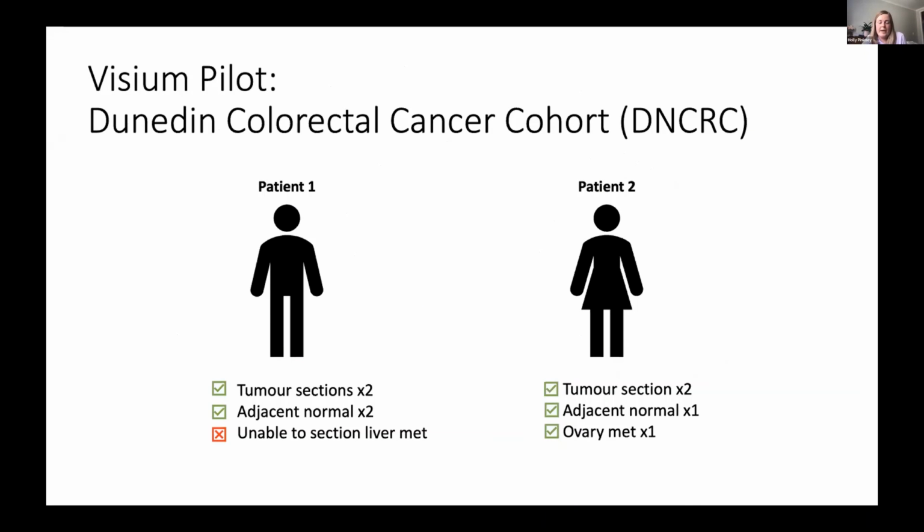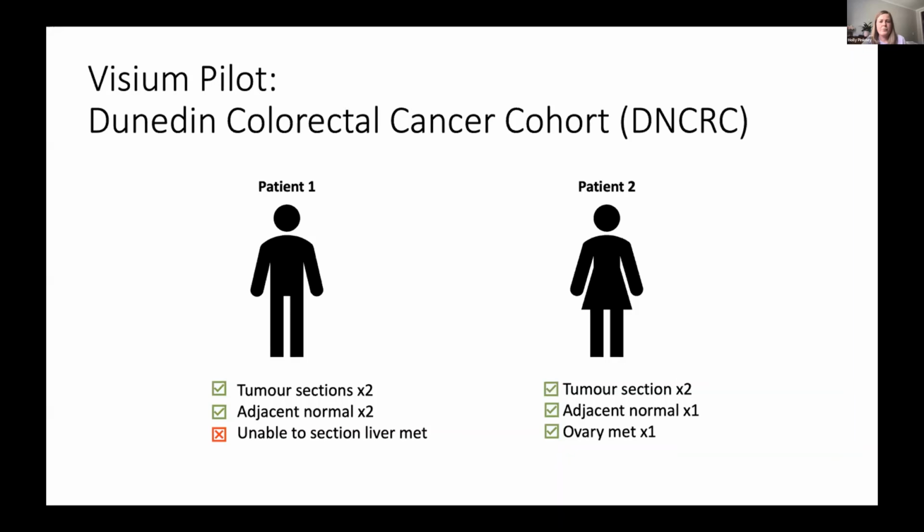The patient tissue that I've been working with is from the Dunedin colorectal cancer cohort, and that is fresh frozen tissue. So I have two patients. Patient 1 is a male, and he had a rectal tumor. And patient 2 is a female with a sigmoid tumor. So they're both colon cancers, in slightly different locations of the gut.